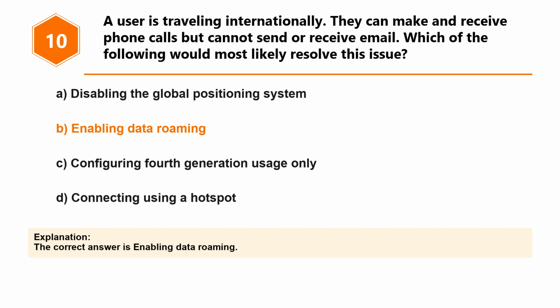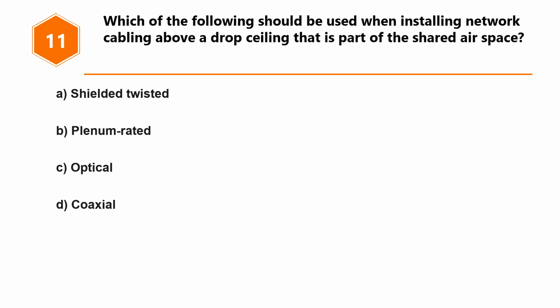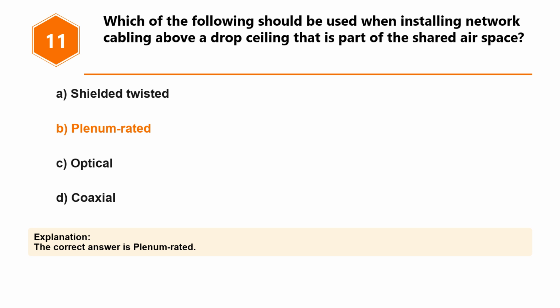The correct answer is enabling data roaming. Question 11. Which of the following should be used when installing network cabling above a drop ceiling that is part of the shared airspace? Option A, shielded twisted. Option B, plenum rated. Option C, optical. Option D, coaxial. The correct answer is option B, plenum rated.